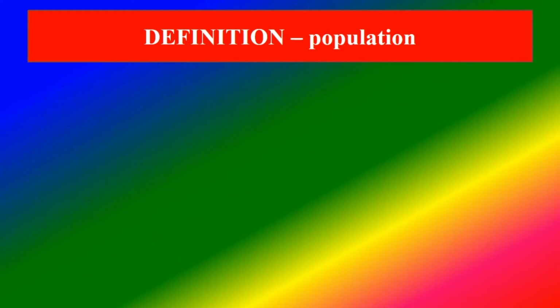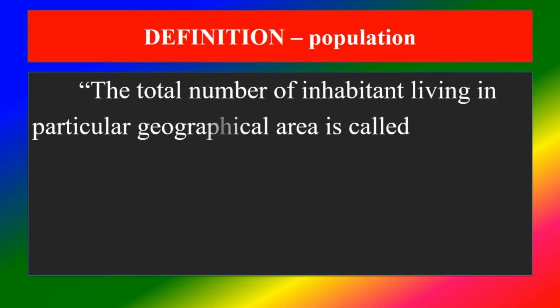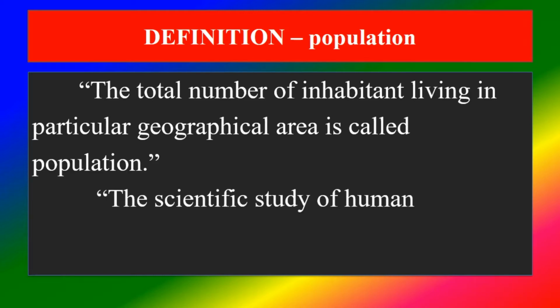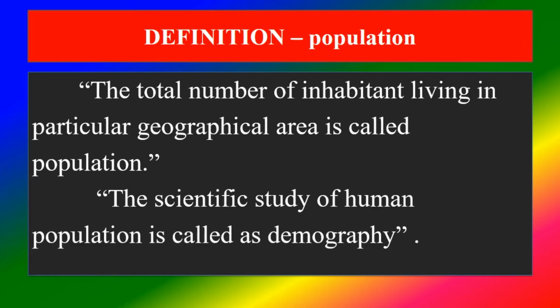Can you define population? The total number of inhabitants living in a particular geographical area is called population. The scientific study of human population is called demography.